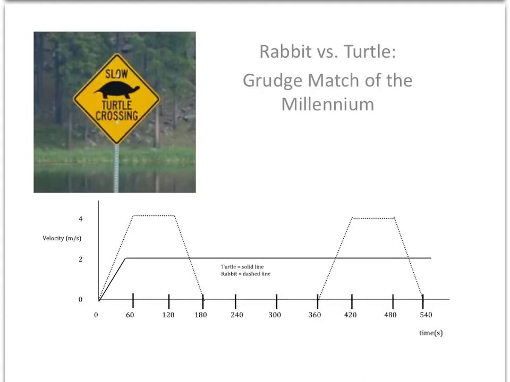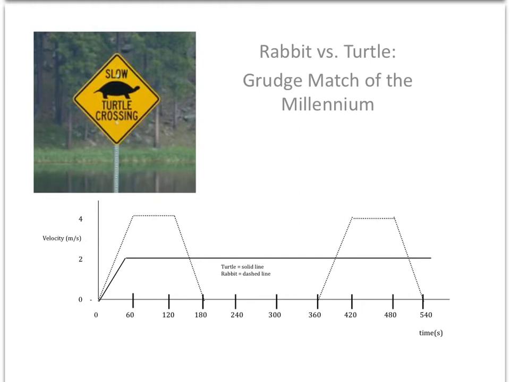In this slide, what we're going to look at is two techniques that you can use to understand motion when you have a velocity time graph. So in this story, we've got the grudge match between rabbit and turtle, and what this graph is telling us is that both animals start with 0 velocity, both animals speed up somehow, and then they both do different motions.